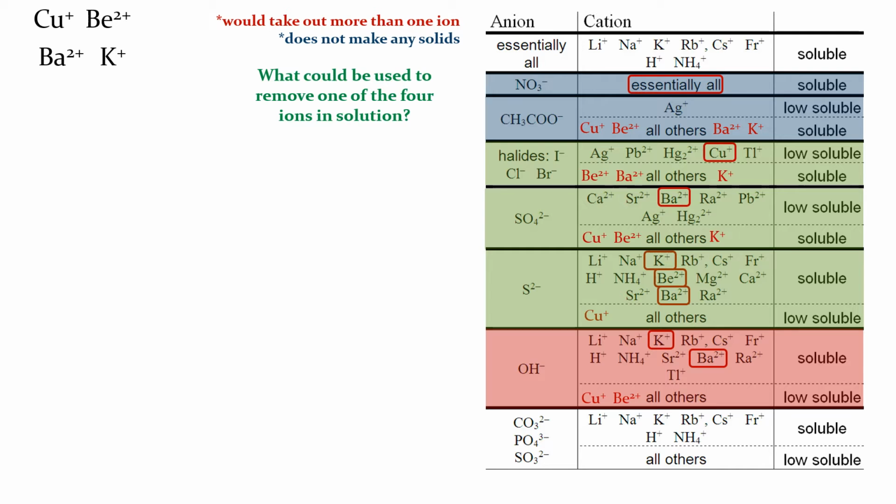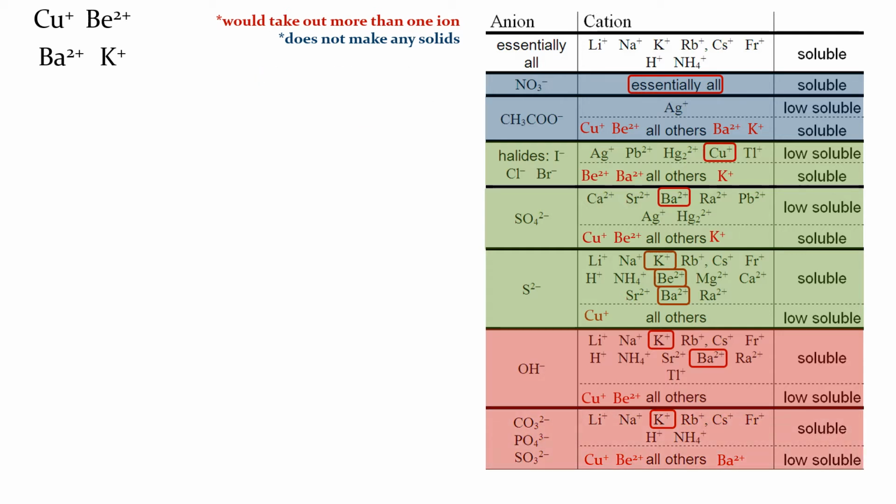Now, if I look at the last one, carbonate, phosphate, and sulfite, copper 1 is in the all others category. So is beryllium, barium. Those are all in the all others category. Potassium is in the soluble category. So that means if we added either carbonate, phosphate, or sulfite, we would have 3 solids form.